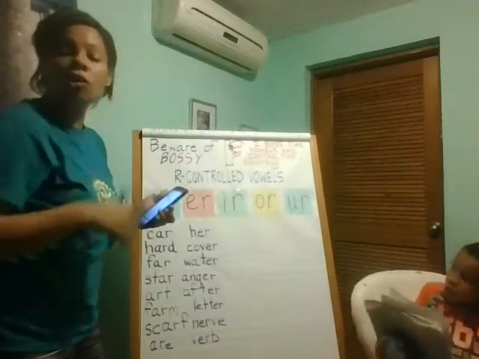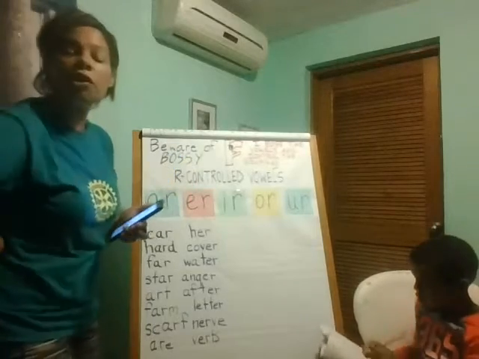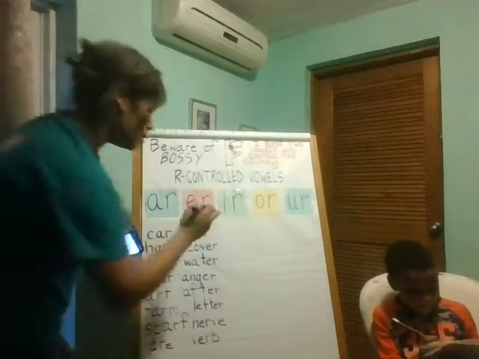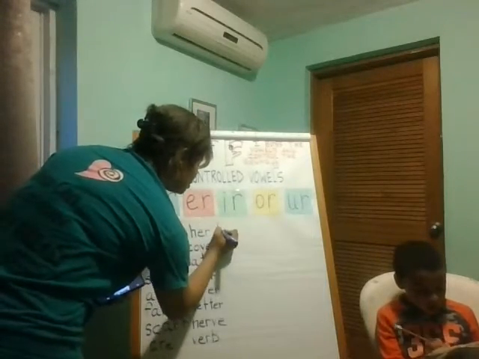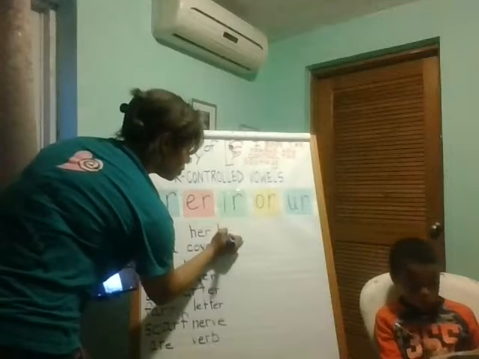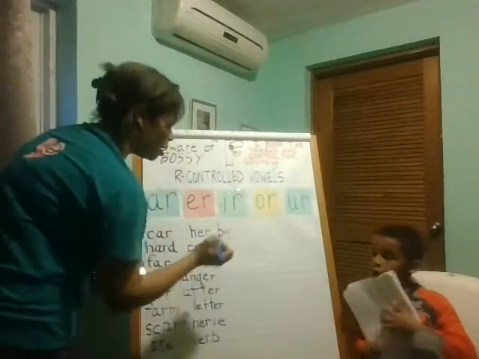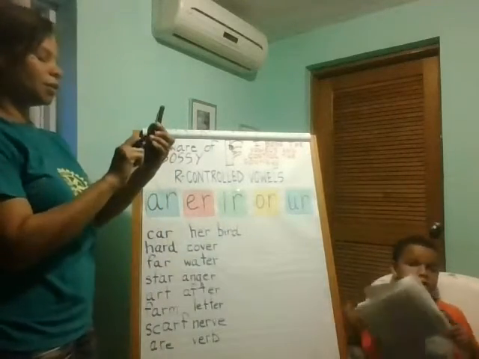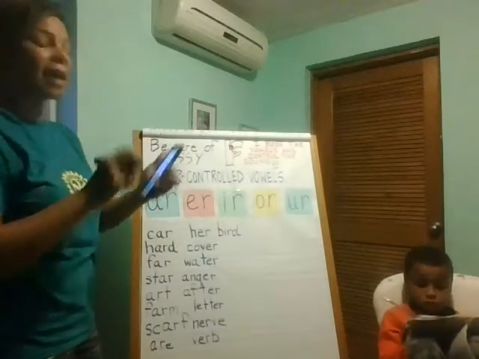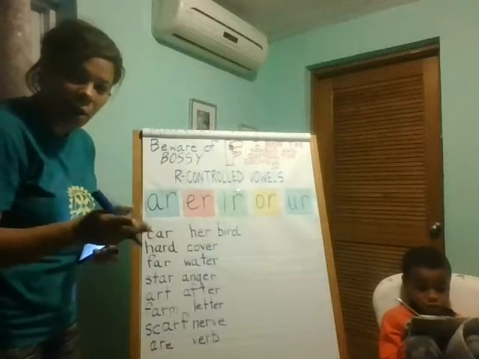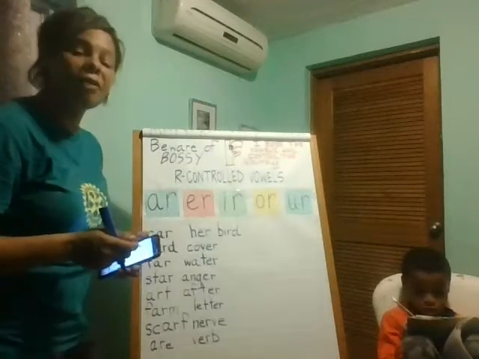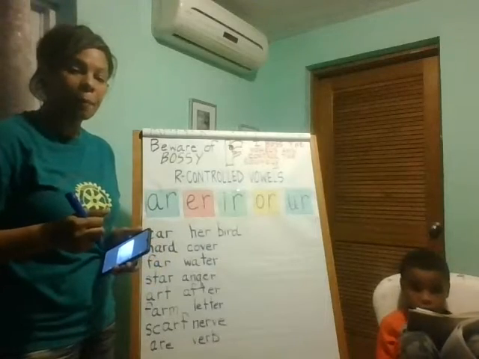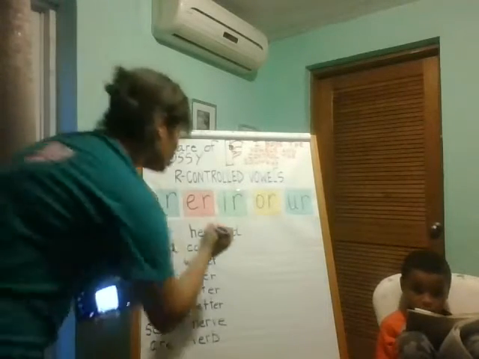So IR also makes the sound er. Our first word is bird. B-I-R-D. Bird. Next, firm. Like you have to be firm with your children, otherwise they won't listen. Firm. So try to spell it before I spell it up here. Firm.